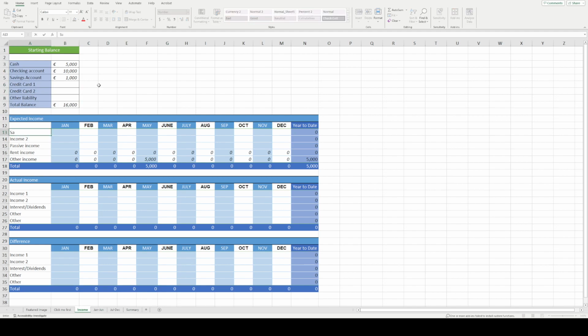So let's say this income is a salary, or we can just leave it at income one. And we say we make 4,000 here, 4,000 here. This is our expected income, so this should be towards the end of the year. Now, actual income is where we would write it afterwards.